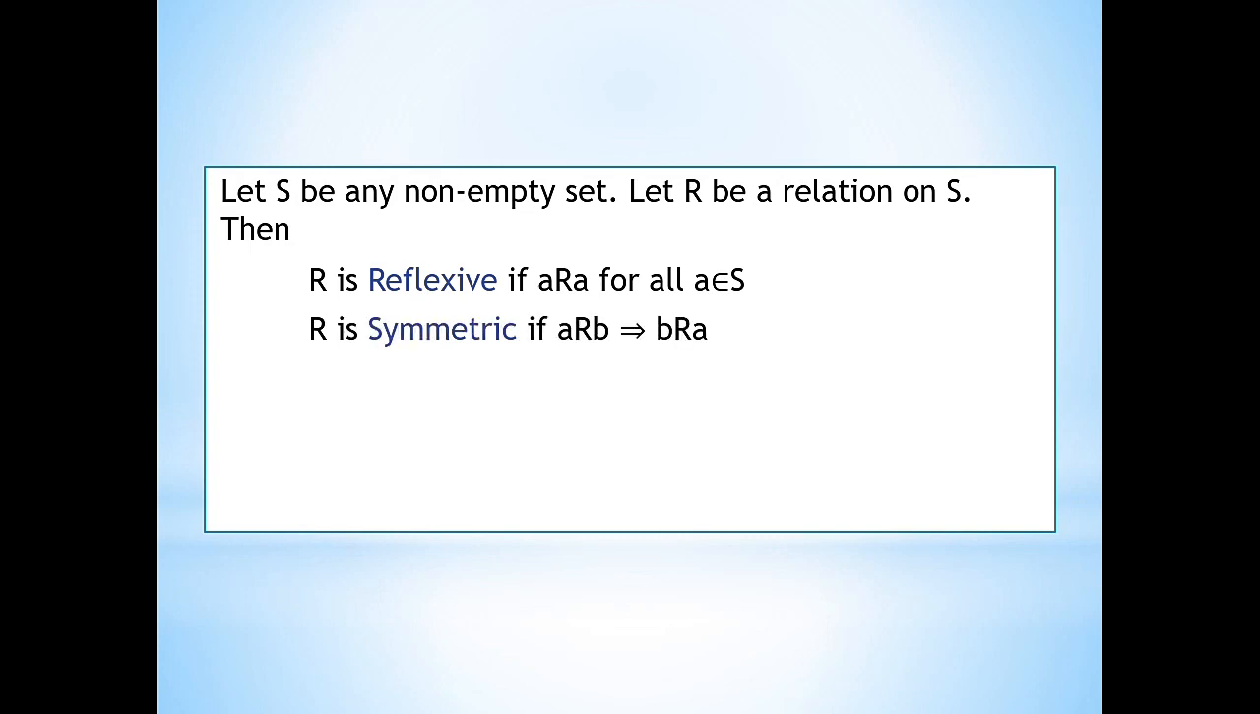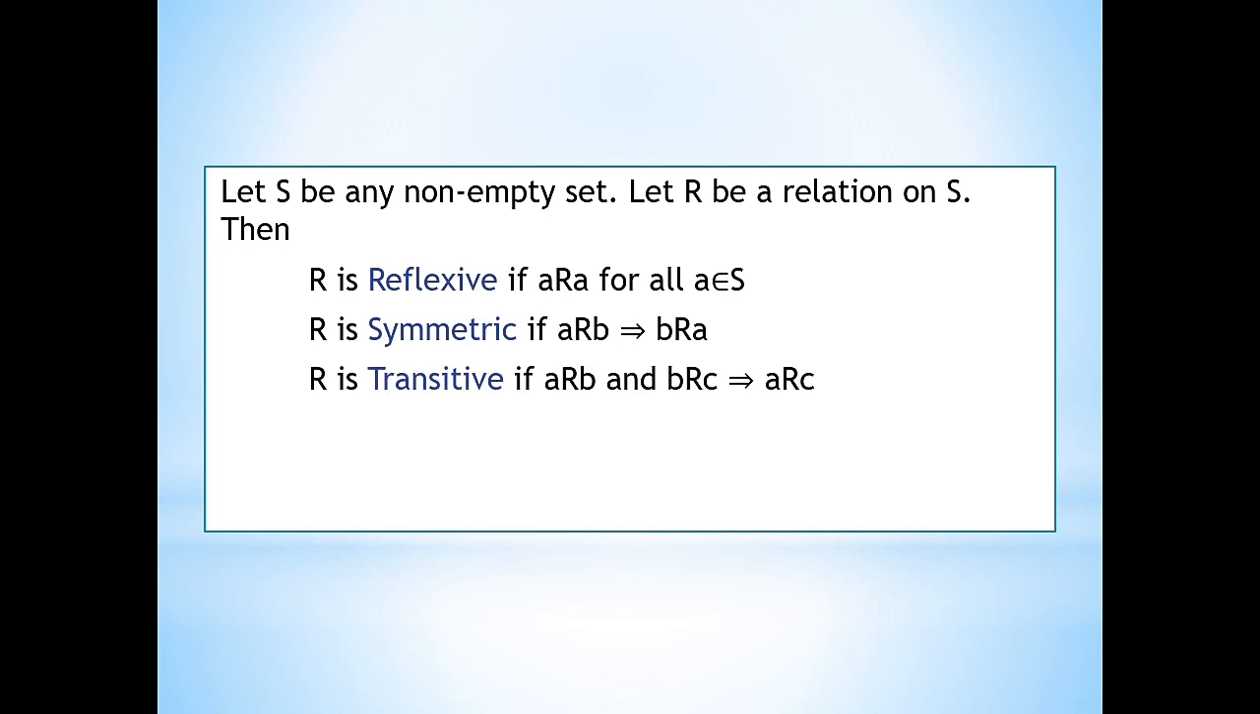Secondly, symmetric. R is said to be symmetric if A is related to B implies B is related to A. So if A is related to B, then only you have to check whether B is related to A or not. If A is related to B is not available, you don't need to check B related to A. If A is related to B is available, then you check for B related to A. If it is true, it is symmetric. If not, it is not symmetric.